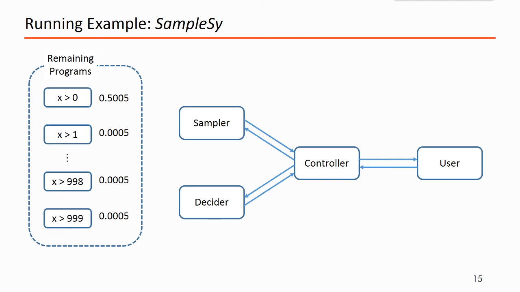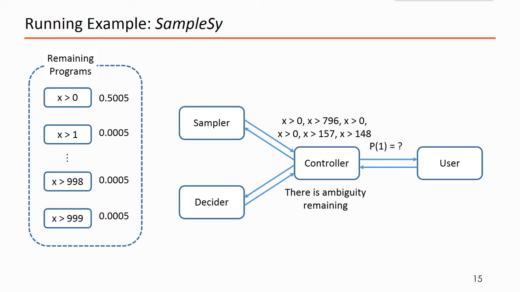In the first round, the controller will require some samples from the sampler and the verification result from the decider. Since the verification result shows that there is ambiguity remaining, the controller then selects a question according to Minimax branch strategy. Here, one best question is P1, since it always excludes half of the samples whatever the answer is. Note that here we don't need to consider the probability of the samples, since the probability has been reflected in the frequency of being a sample.